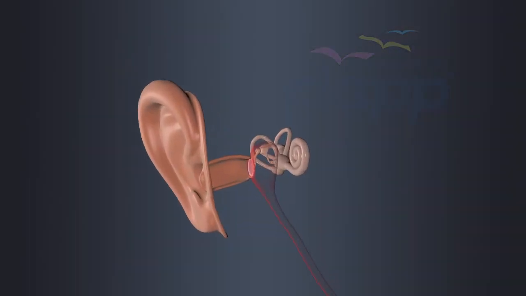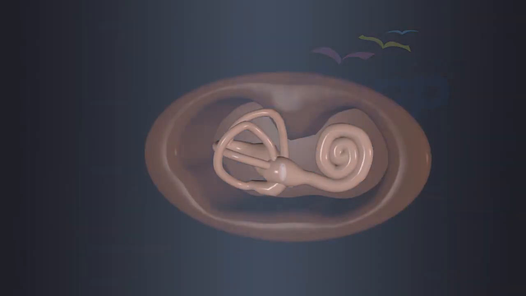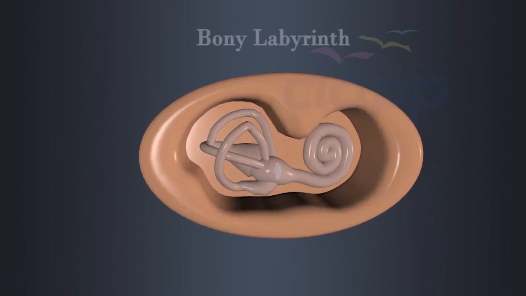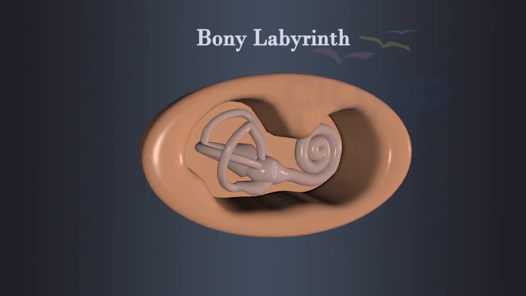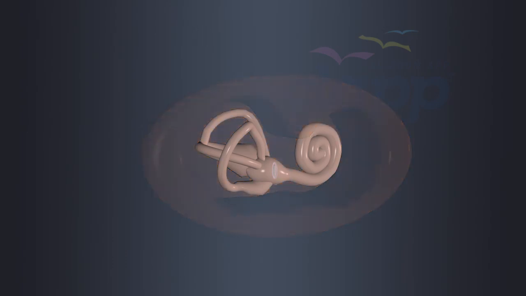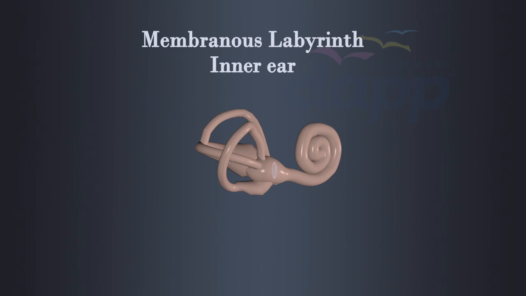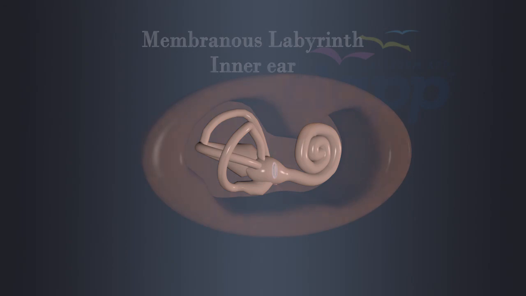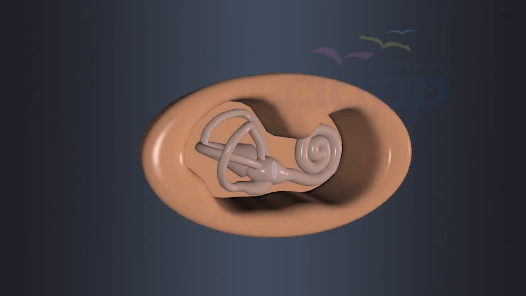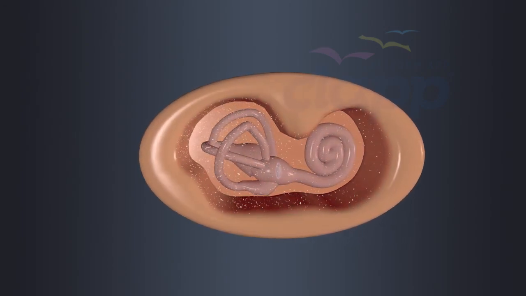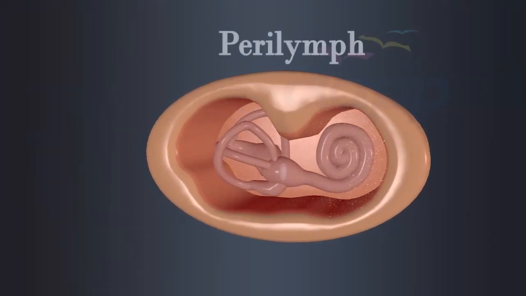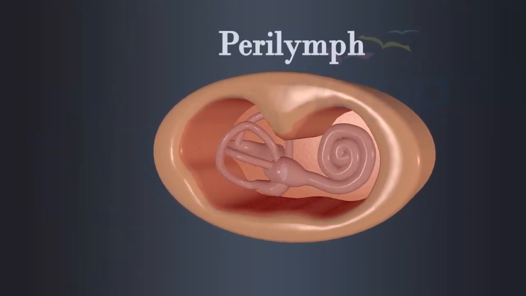Inner ear. The inner ear is situated inside a bony case in the skull called the bony labyrinth. The bony labyrinth provides protection and support for the delicate structures of the inner ear. There is a membranous structure inside the bony labyrinth called the membranous labyrinth or inner ear. The space between the bony labyrinth and the membranous labyrinth is filled with a fluid called perilymph.